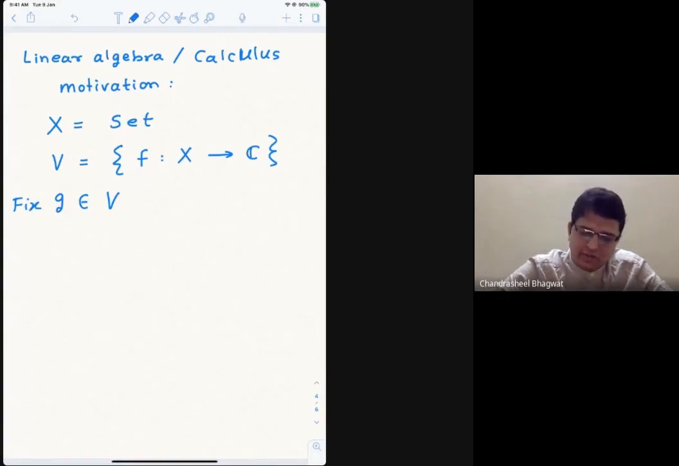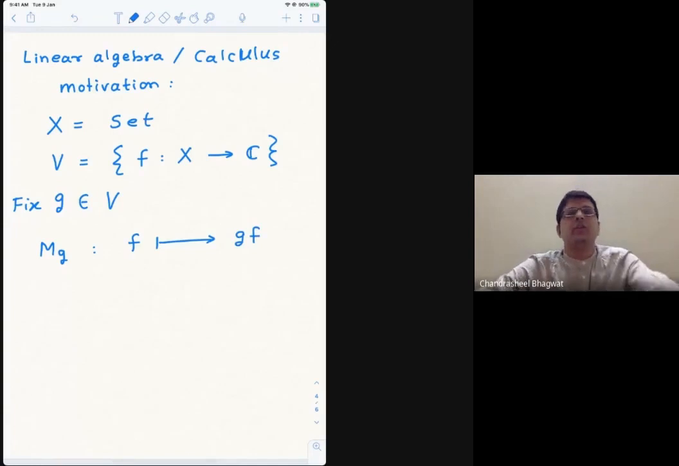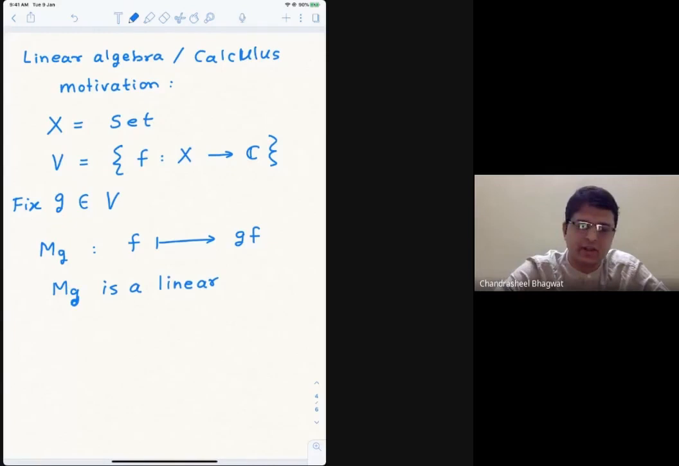Now I'm going to define something called the multiplication operator. Let's denote it by M_g. M_g will take f to g times f. So it just multiplies a given function in V by g. It does it for every f. This M_g turns out to be a linear map with appropriate scalars. So if you are using complex numbers like I defined, this will be complex linear. If you are using a different field like real numbers here, it will be real linear, and so on.